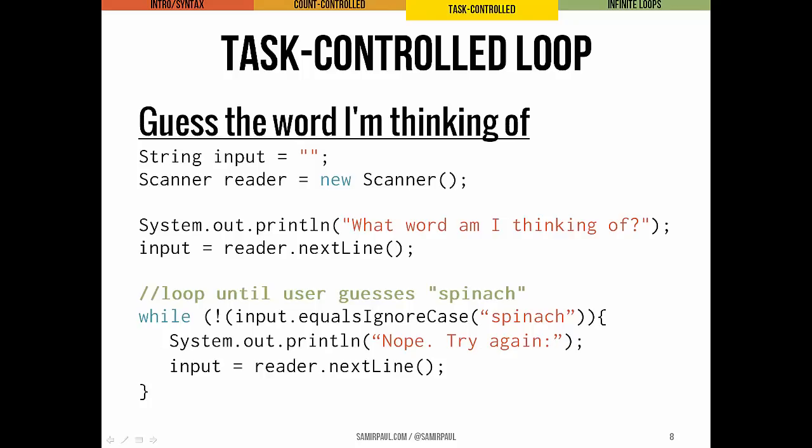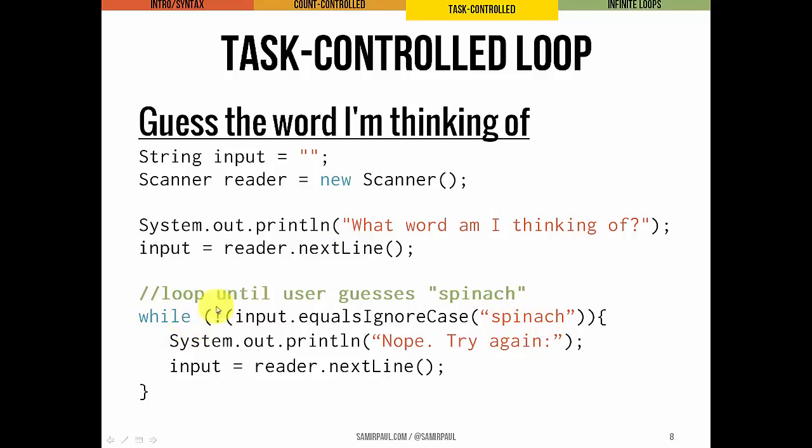Here's another example of a task-controlled loop. I want you to guess the word I'm thinking of. I don't really care how many guesses it takes, and that's not really the condition of the loop. If I make a scanner object called reader, I've got a string named input, and I prompt you for a word. Well, my secret word is spinach. It's not really a secret because you can see it.